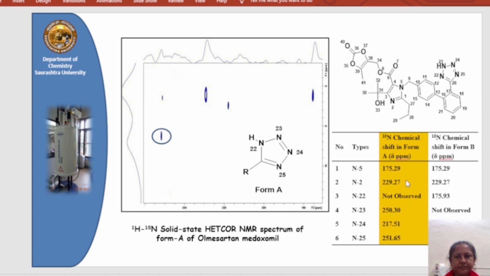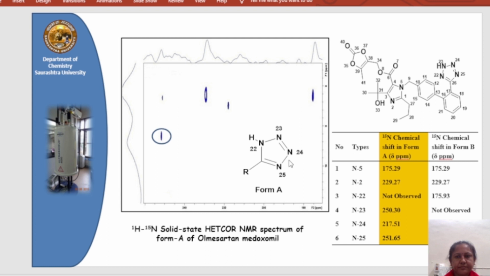But in form A, N22 is not observed. Form A, N22 is not observed. Why? Because we record N15, and the polarization is very high as compared to the N15. That's why this N22 is not reported: it is attached with the hydrogen, and it is used for hydrogen bond formation with the protic solvent. So that's why 22 is not observed. 23, 24 and 25 are observed.